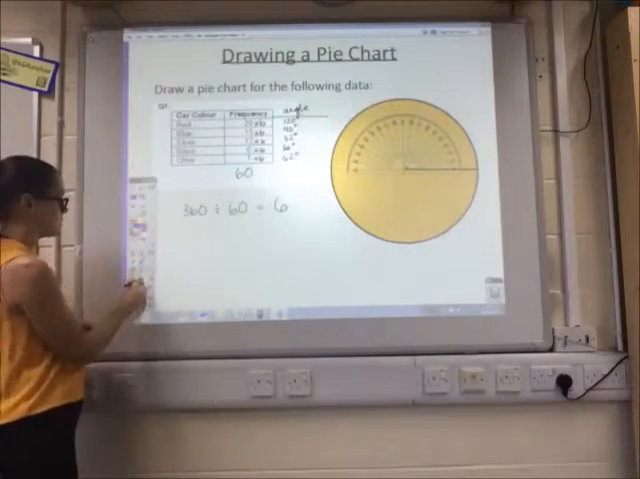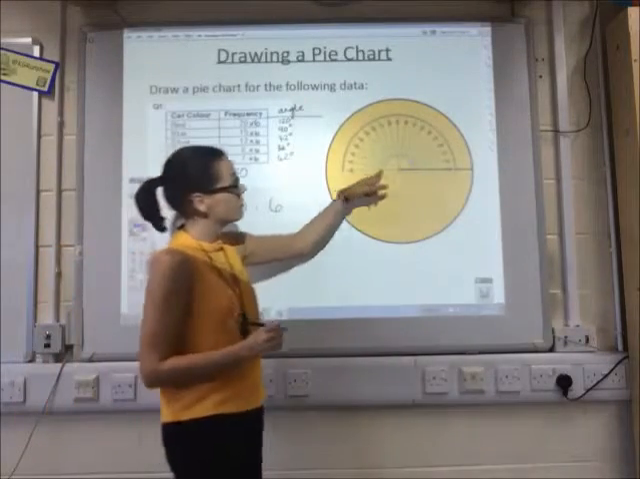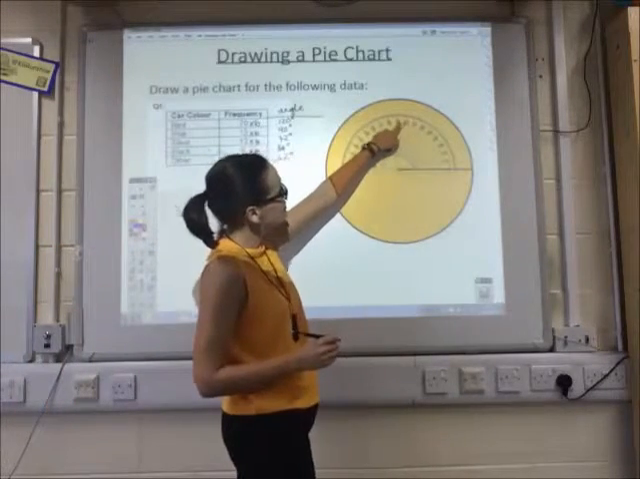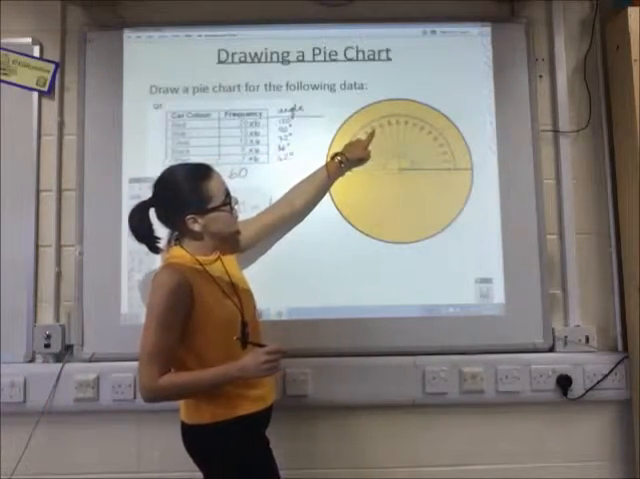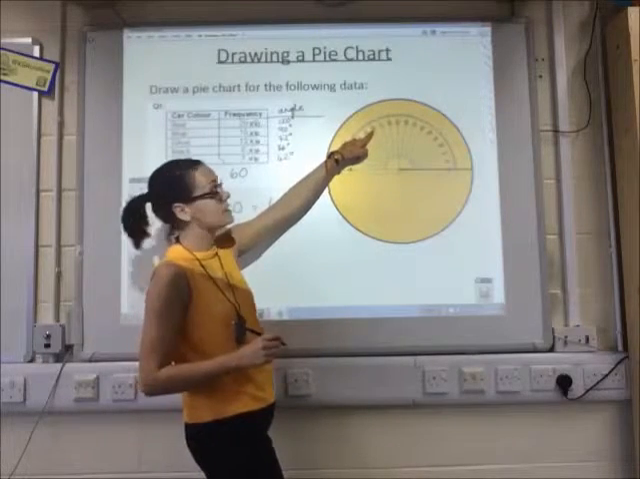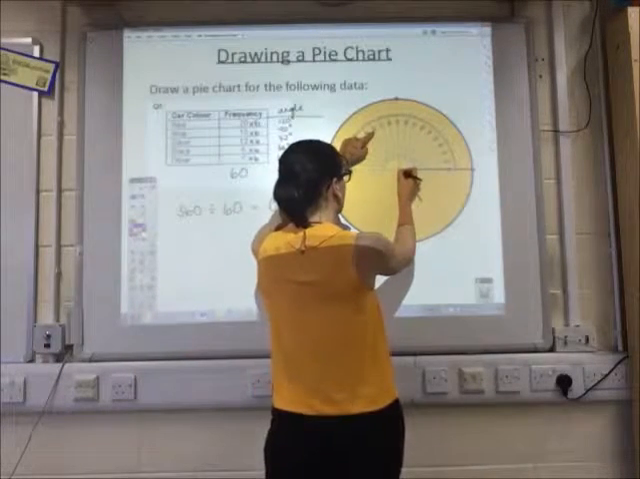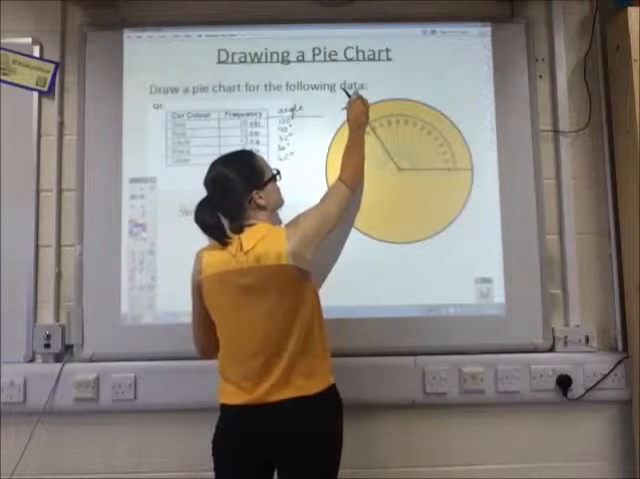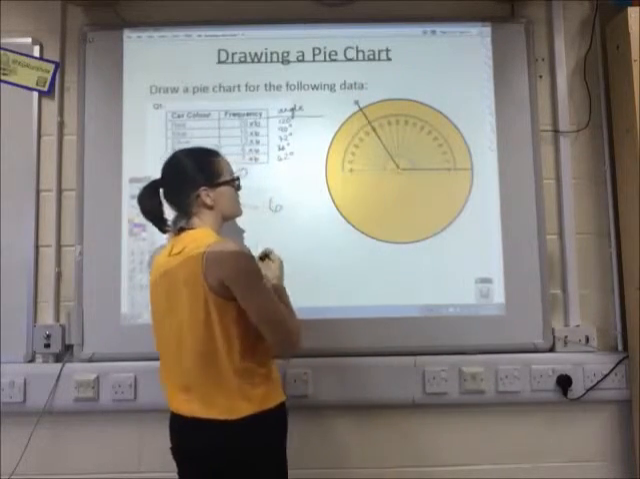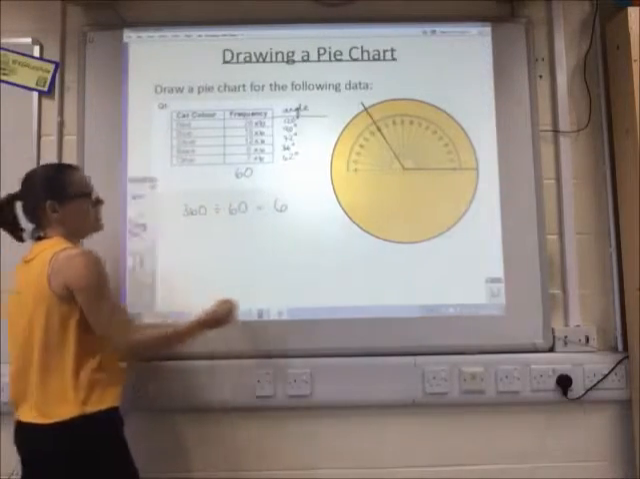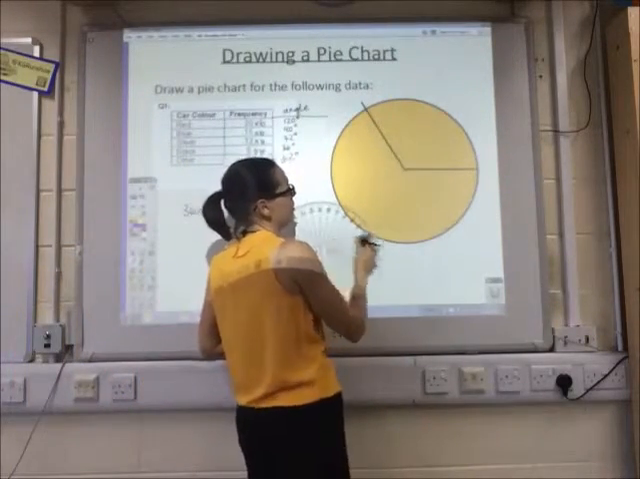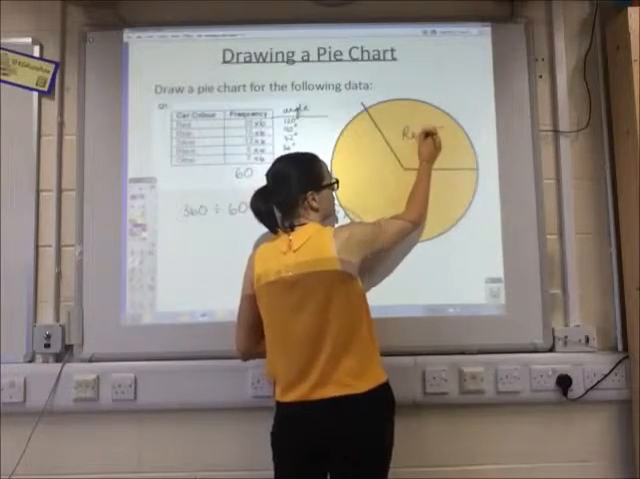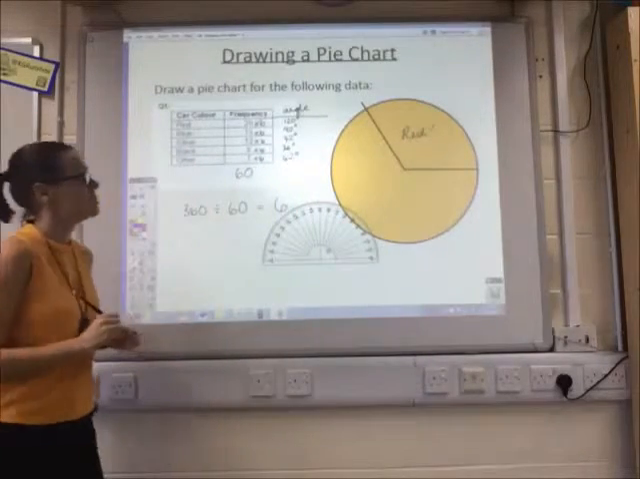Now 120 degrees, that's an obtuse angle, so I'm going to measure around past the right angle to get to 120 degrees there on the inside scale, and I'm going to mark that off for my first section. There we go, 120 degrees, and that section is to represent, if I move that away, the red cars. So that's my first section done.